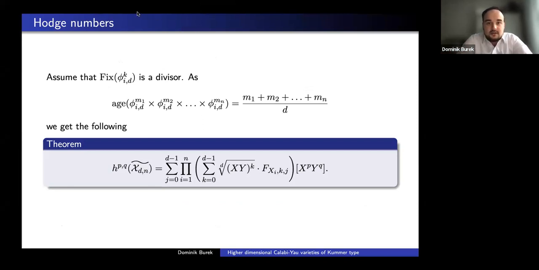I know it also looks not so nice because we have a lot of sums, a lot of products, but first of all, we don't have any group action in it. Also, believe me, it can be implemented in some software like Maple, and we may have the result immediately. Here is a small explanation. x^p y^q in these brackets means I just take the coefficient of that polynomial at x^p y^q. So having this coefficient, it is equal to h^{p,q} of this crepant resolution.